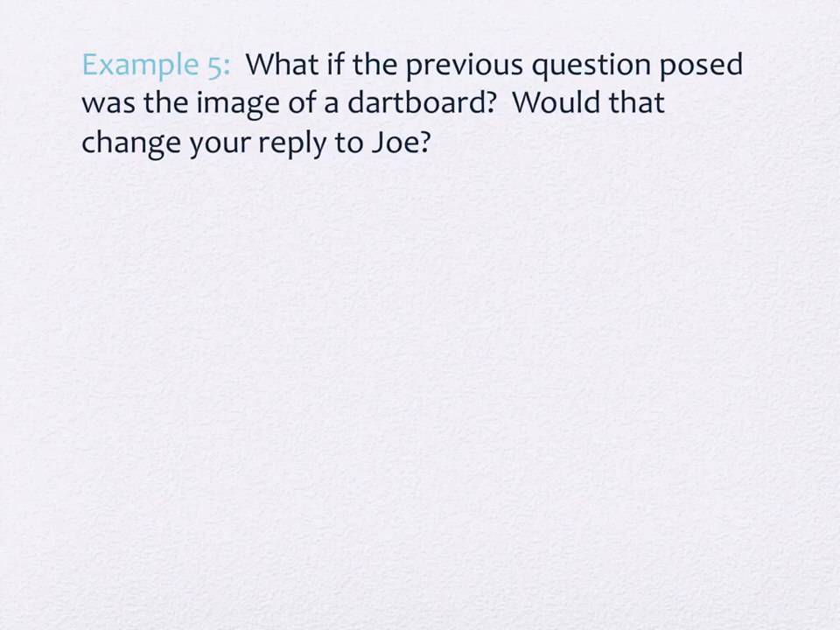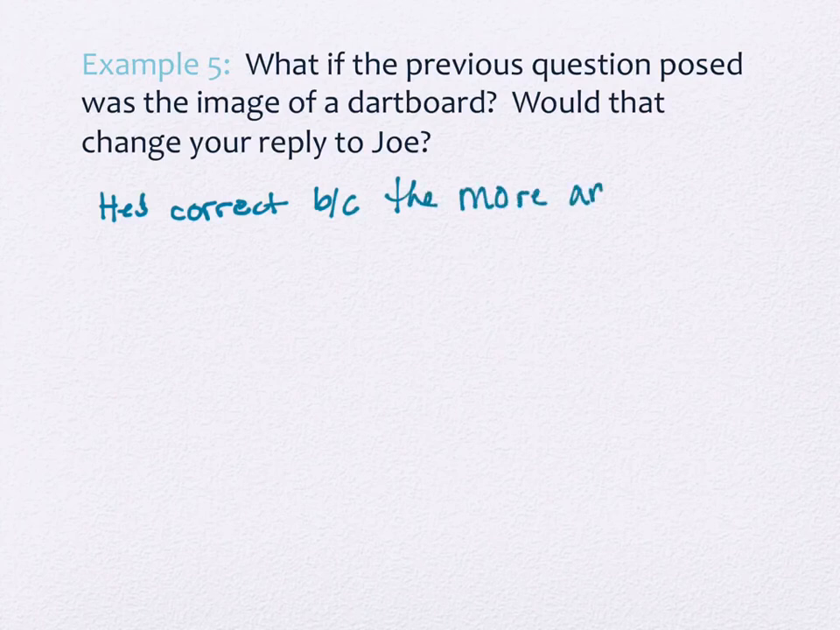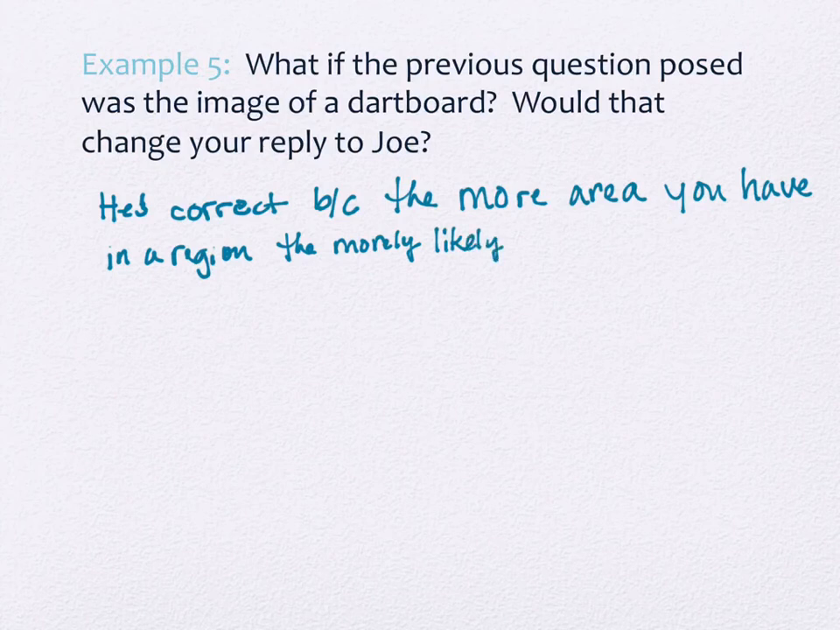So yeah, the dartboard goes towards areas, not towards the angle measures. The angle measures don't have any bearing on that at all. So he's correct if it's a dartboard, because the more area you have in a region, the more likely the dart will land there.